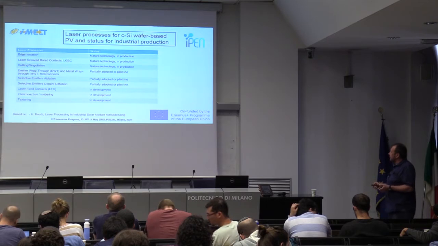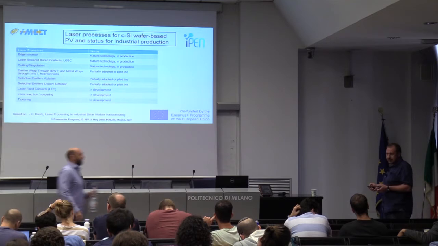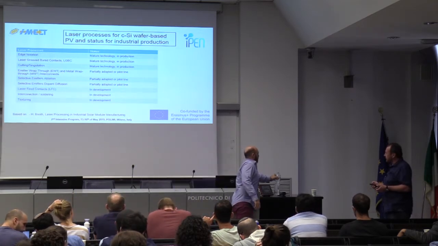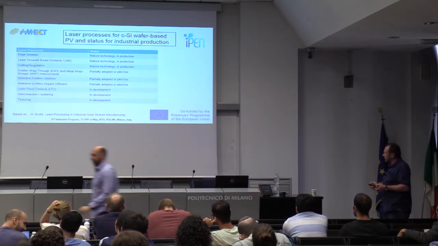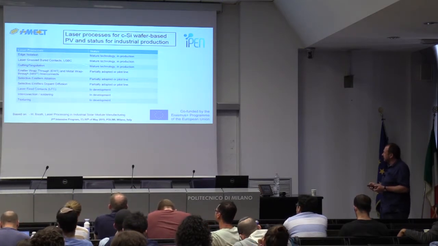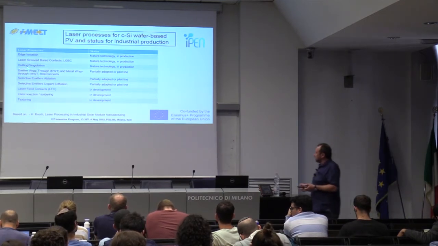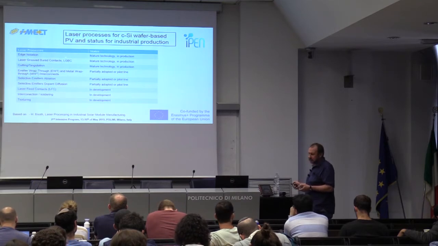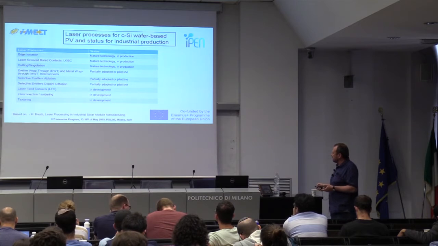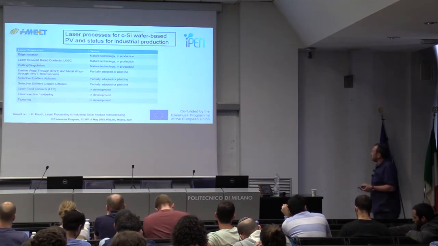So one of the mostly used methods is edge isolation, and this is already very broadly used in production. Then laser grooved buried contacts, also a mature technology. Then cutting silicon, also used in technology already. And some of these technologies are adopted, like emitter wrap-throughs and selective emitters. Let's have a look at all of them.